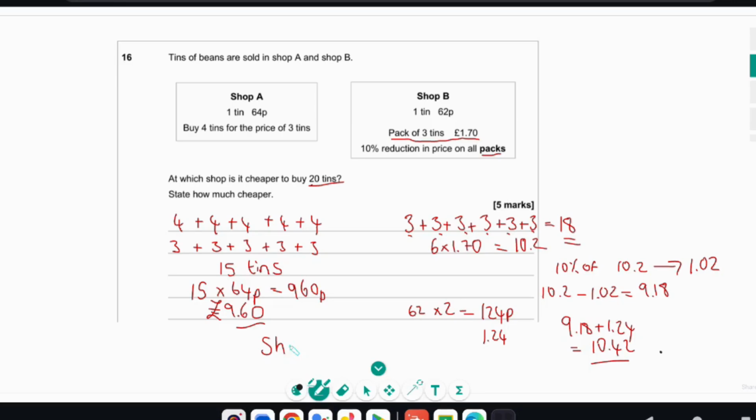State how much. So to find out how much, we just need to do a subtraction. £10.42 minus £9.60. 82 pence or £0.82. I'll just leave mine in pounds, but if you want to do it in pence, it'd be 82 pence.